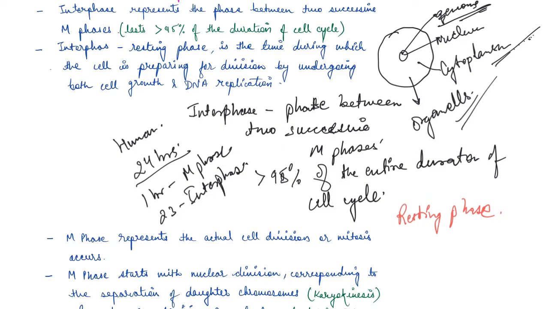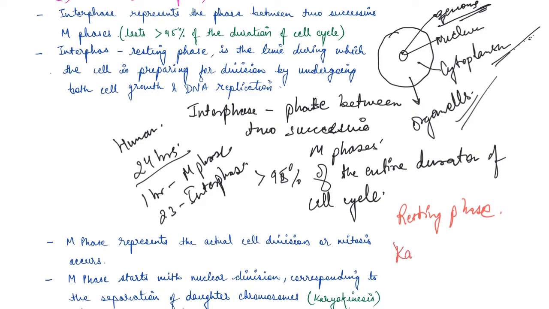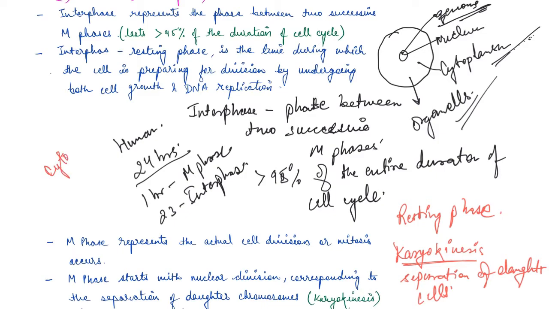Now, the M phase starts with actual cell division, or as we say, mitosis occurs. It starts with nuclear division and then the separation of daughter chromosomes. Separation of daughter chromosomes is known as karyokinesis. And then the M phase ends with division of cytoplasm. Division of cytoplasm is known as cytokinesis. Both of these happen during the M phase.